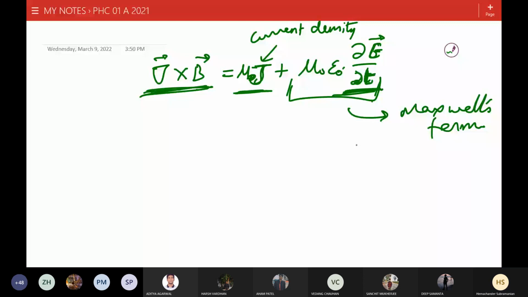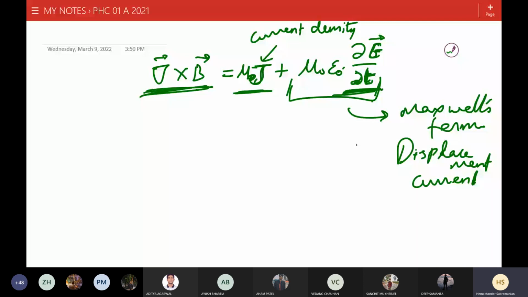Maxwell's term is called displacement current. Exactly, this is displacement current precisely. It's an unfortunate term. It doesn't mean anything. That's why I avoided using it, because the displacement current doesn't mean anything. He imagined that to be some kind of current, but it's not. Sir, what is actually displacement current? Why is it called displacement current?